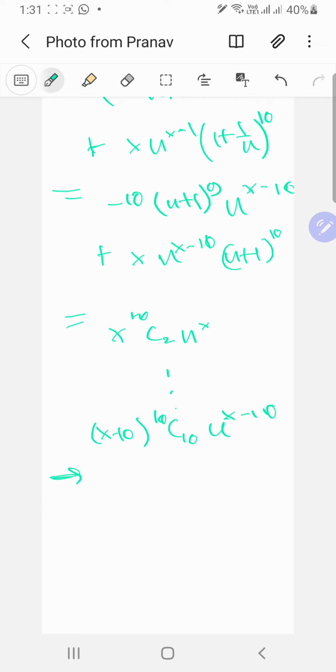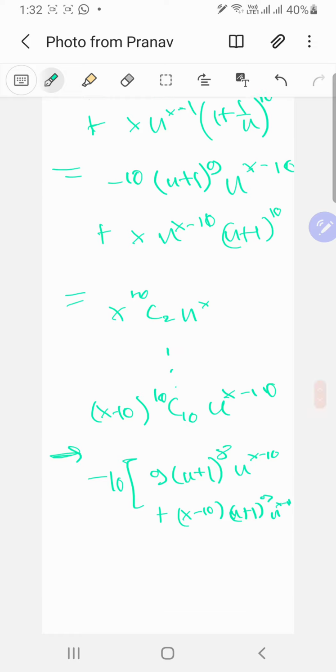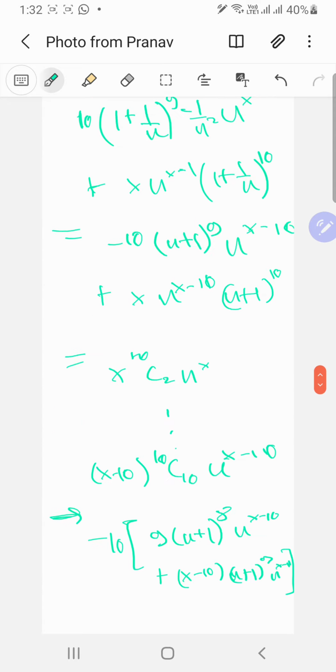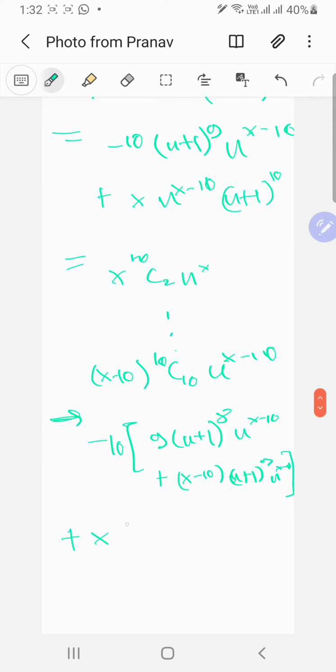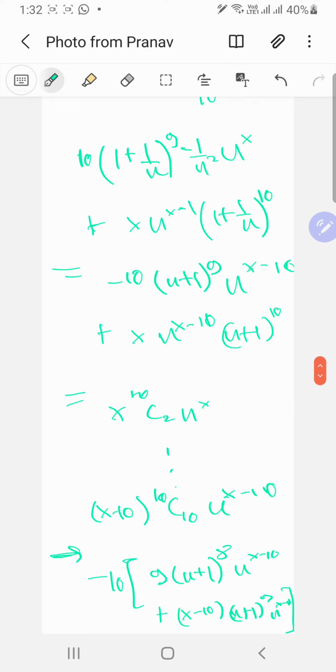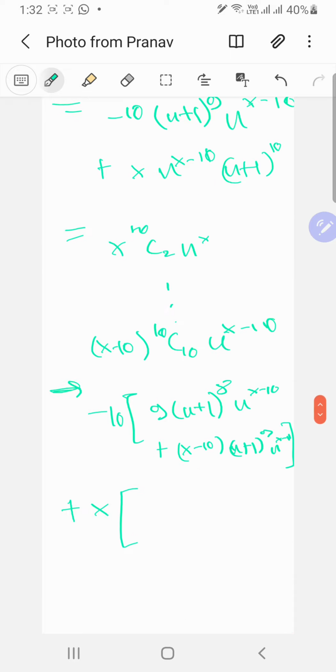So the derivative of this is like negative 10, and then it's going to be 9 into u plus 1 power 8, then u power x minus 10, and over here it should be plus x minus 10 into u plus 1 power 9, okay, and then u power x minus 11, right? This is getting really bad. I thought it was going to be easy, but no, it's actually even harder. Plus x into, so now what, u power x minus 1, right?